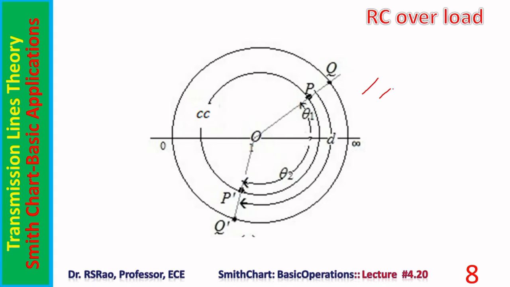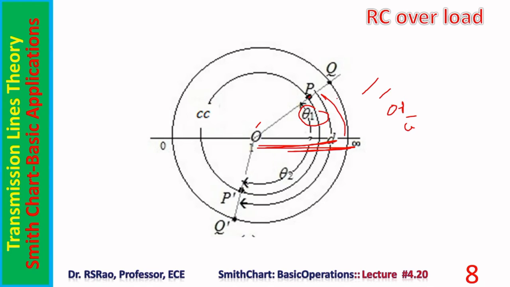The operations are shown here clearly. This is the center of the chart. This is the load point P, and it is extended to the periphery of the chart, to Q. Now, OP by OQ gives magnitude. Now, the angle measured from one infinity segment, this segment, to load point, that is the reflection coefficient angle.